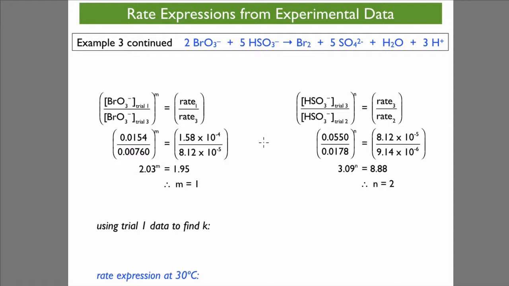Okay, let's do this. We've got the concentration of BrO3 minus from trial 1 over the concentration of BrO3 minus from trial 3. Put them above each other. You see the one with the larger concentration has gone on top, from trial 1. Put the two rates in, do the maths, and you have M there, and it gives us 1. Do the same for HSO3 minus: plug in the concentrations from the table, plug in the rates from the table, and rearrange it to find N.